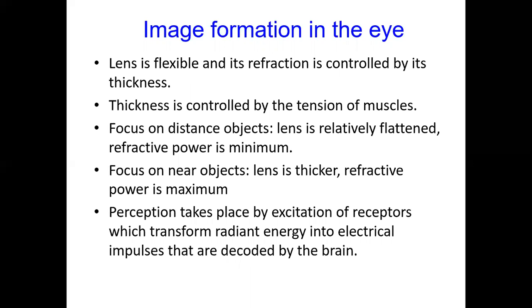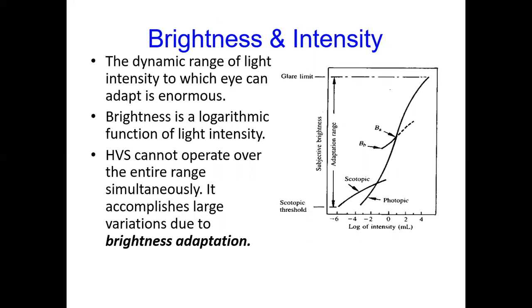The lens is flexible and its refraction is controlled by its thickness. The thickness is controlled by the tension of muscles. To focus on distant objects, the lens is relatively flattened and refractive power is minimum. To focus on near objects, the lens is thicker and refractive power is maximum. Perception takes place by excitation of receptors, which transform radiant energy into electrical impulses that are decoded by the brain.